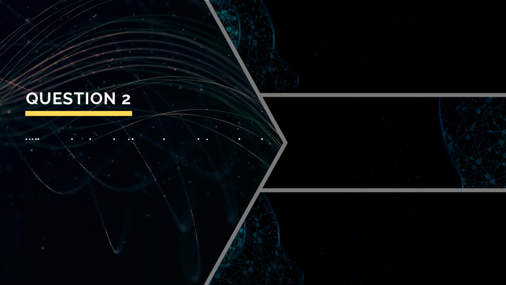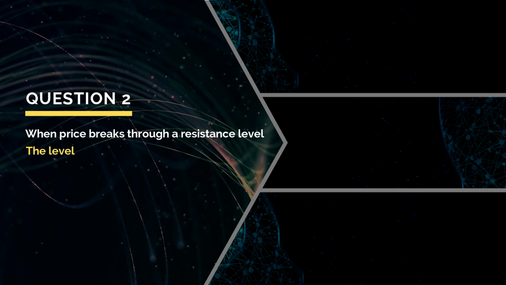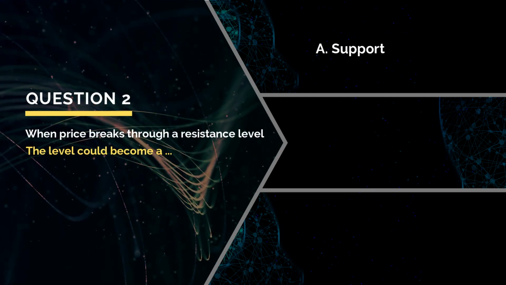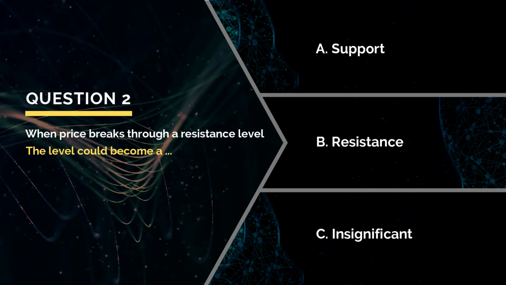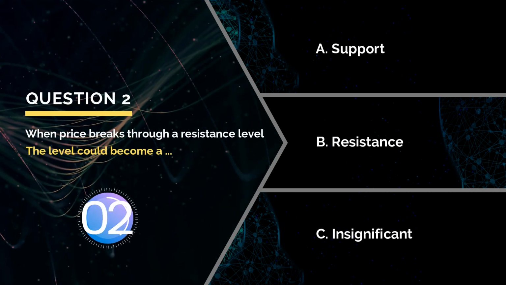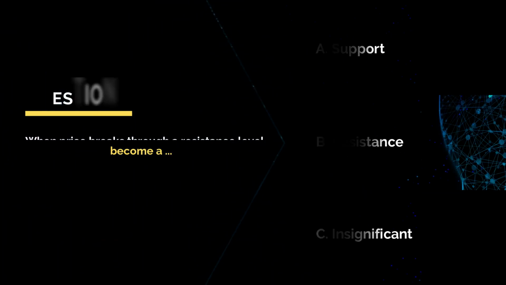Second question. When price breaks through a resistance level, the level could become A. Support, B. Resistance, or C. Insignificant. If you answered A, well done.